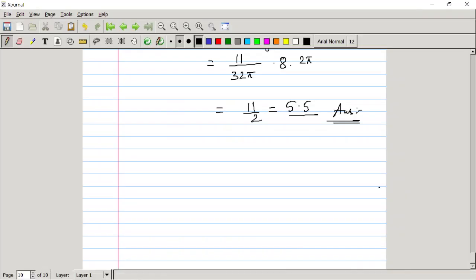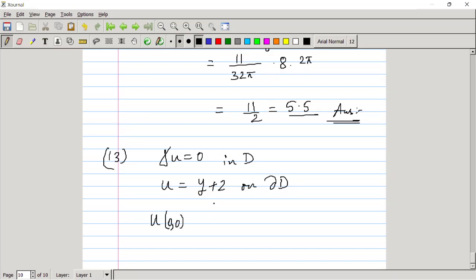Question number 13 is that Laplacian U is 0 in D, and U equals y plus 2 on the boundary. So you have to find U at the origin. Now what is my D? My D is this region, centered at 0, 0. This is my capital D.